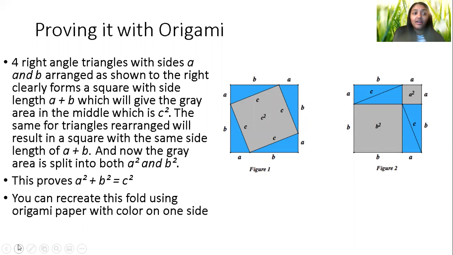Proving it with origami. Four right-angled triangles with sides A and B are arranged as shown to the right. They clearly form a square with side length A plus B, which will give the gray area in the middle, which is C squared. The same four triangles rearranged will result in a square with the same side length of A plus B, and now the gray area is split into both A squared and B squared. This proves that A squared plus B squared equals C squared. You can recreate this folding origami paper with color on one side. I did that and I made a video, but due to time constraint, I already folded it.